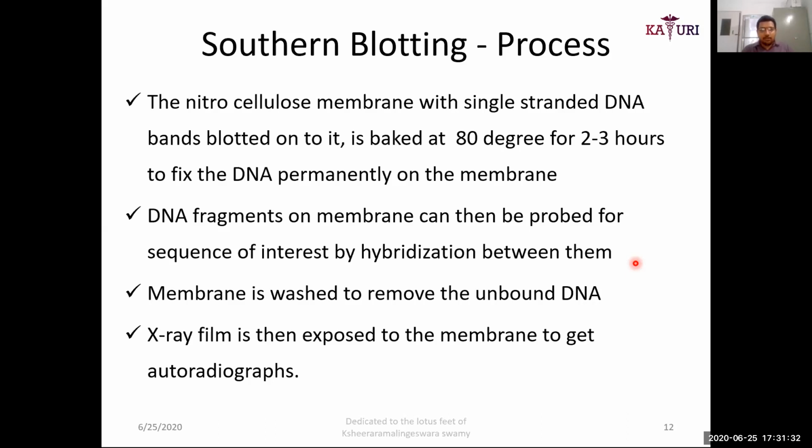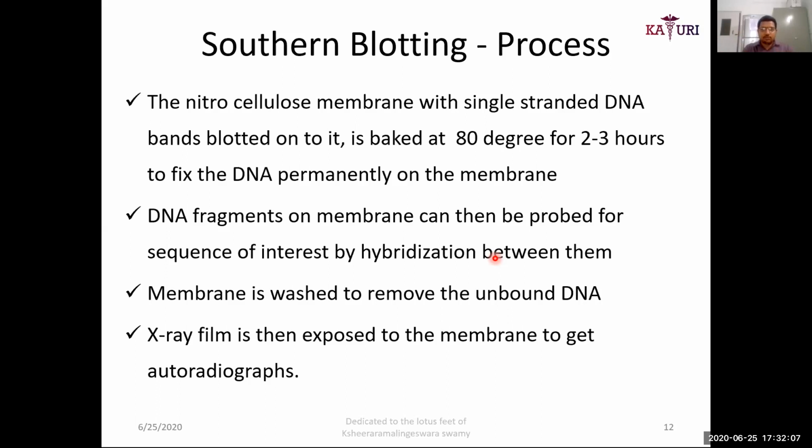DNA fragments on the membrane can then be probed for the sequence of interest by hybridizing. Now what we do is wash away the unbound DNA, and then you see the X-ray film. Here, in between these two, there is hybridization. You use a complementary DNA probe, which is radiolabeled with 32 phosphorus. That 32 phosphorus labeled DNA binds complementarily to the DNA fragments on the membrane, and then the unbound DNA is washed off. Finally, the X-ray film is exposed to the membrane to get the autoradiograph.